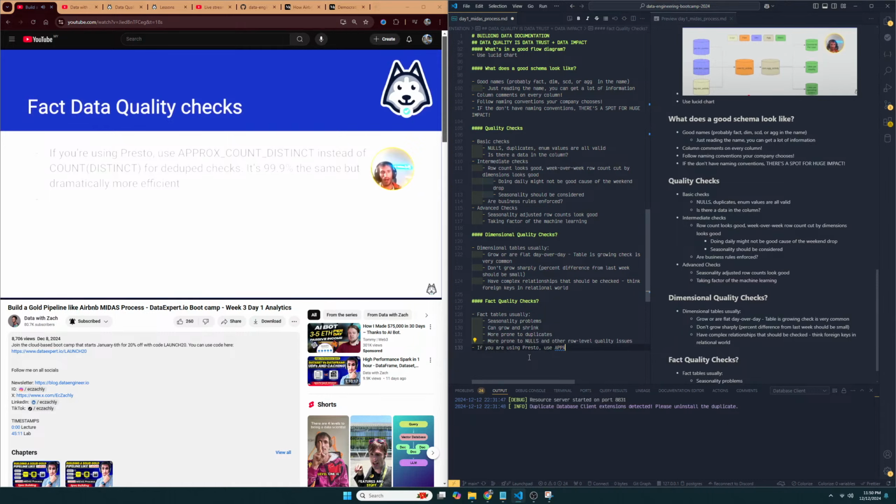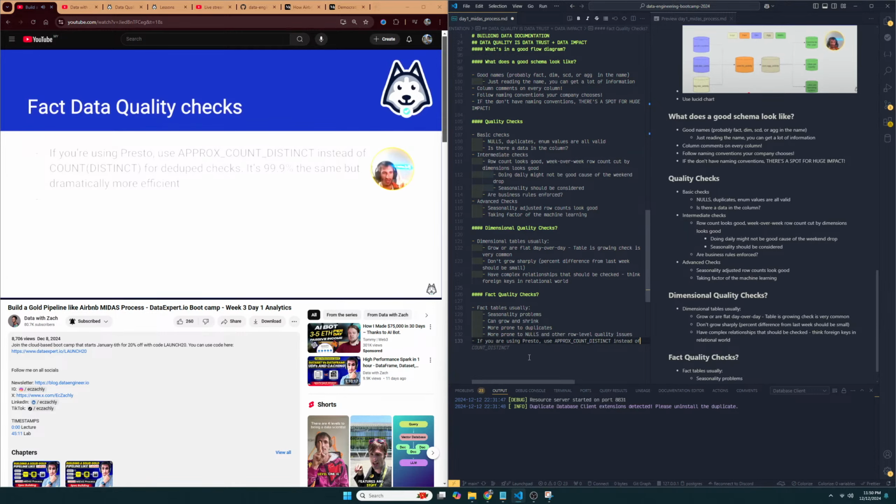If you use approx count distinct, that's going to be better. And that's going to capture 99.9% of the data. There could still be a chance that there's one duplicate in some far away land, but this is going to capture 99.9% of the time, and it will make your pipeline run faster. So if you're doing your checks in Presto, use approx count distinct and not count distinct. It's just a random little tip.